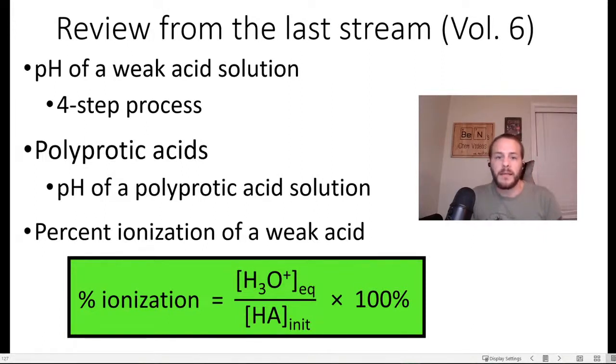Now we're going to get to the topic of tonight's stream. So far, we've talked a lot about acids. Strong acids, weak acids, pH of an acidic solution, polyprotic acids, percent ionization of a weak acid, yada, yada, yada, acid, acid, acid. We haven't really talked much about bases. That ends right here, right now.